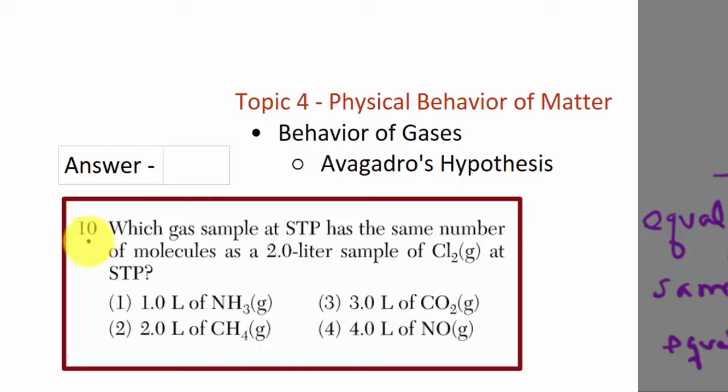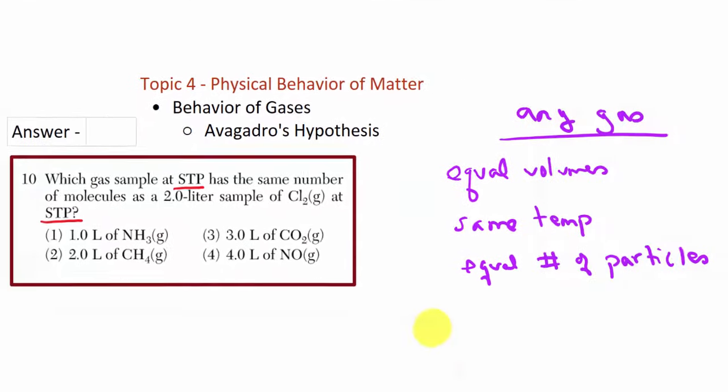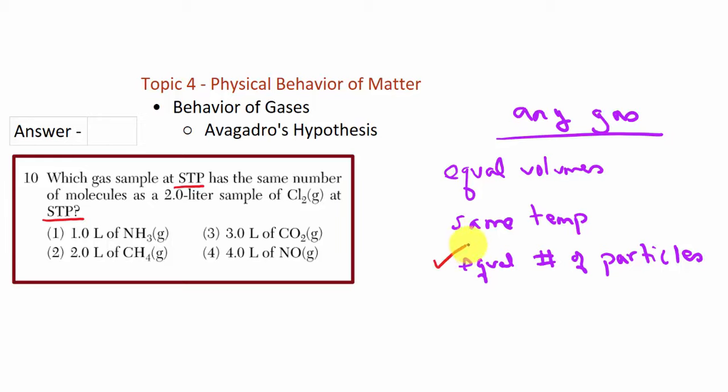Question 10. Which gas sample at STP has the same number of molecules as a 2-liter sample of chlorine gas at STP? So we are kind of told here that they're at the same temperature. So let's recall our rules about these gases. For any gas, you will have equal number of particles as long as you have the same temperature and equal volumes. There we go, equal volumes.